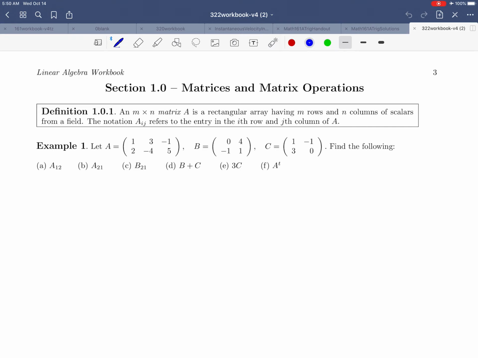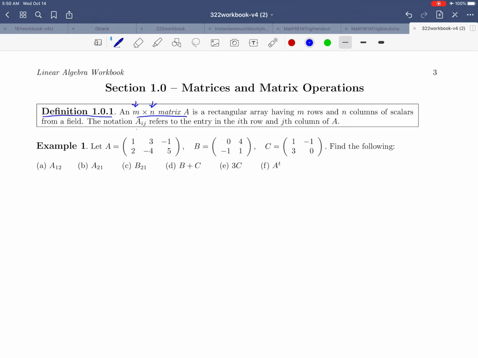Okay, so let's get started by looking at definition 1.0.1 here. So this is about matrices. An M by N matrix A is a rectangular array having M rows and N columns of scalars. Notice that the first number M is the number of rows and the second number N is the number of columns.